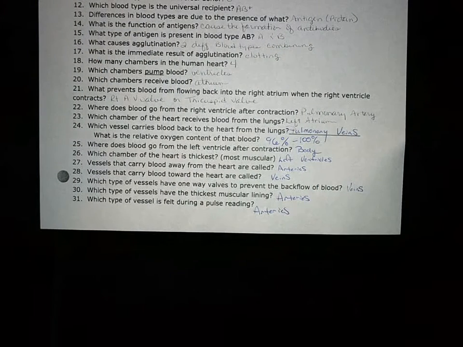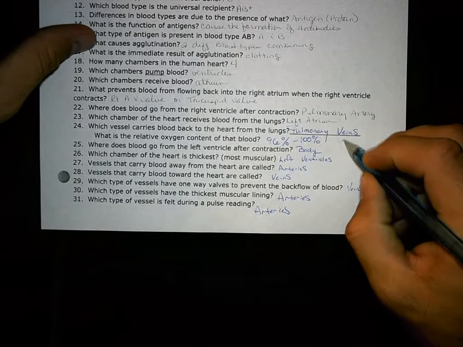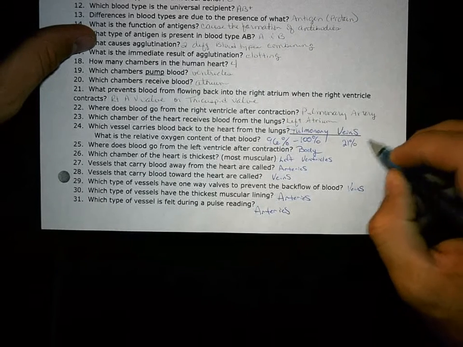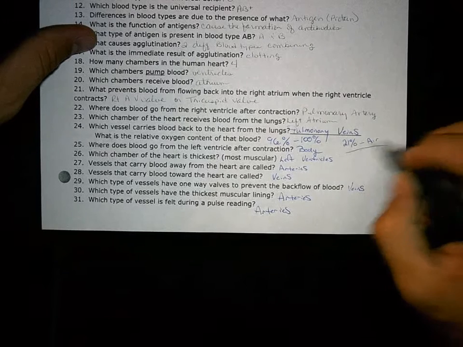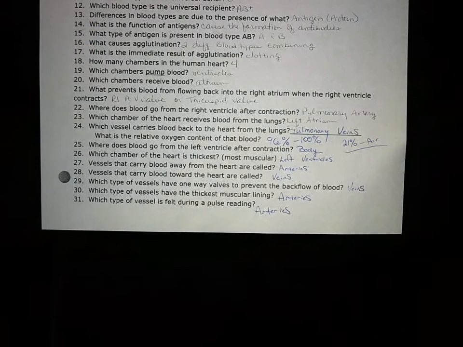Where does the blood go from the left ventricle after contraction? Oh, by the way, our air is about 21% oxygen, which is kind of cool that we can have this high of a concentration in our own bloodstream from all that hemoglobin that we have. Where does blood go from the left ventricle after it contracts? That's to the body. Which chamber of the heart is the thickest? That's going to be your left ventricle.